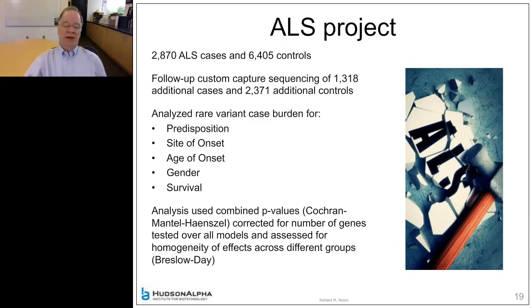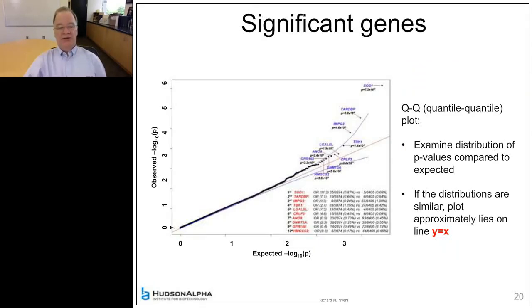controls. We got some findings based on those by doing a burden analysis. We identified genes that were likely contributors to the disorder. We followed up with custom capture sequencing of additional cases and controls, and then analyzed them for the disorder, obviously disease burden, but for things like age of onset and gender, et cetera.